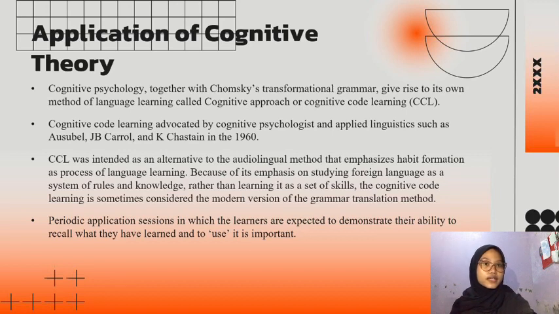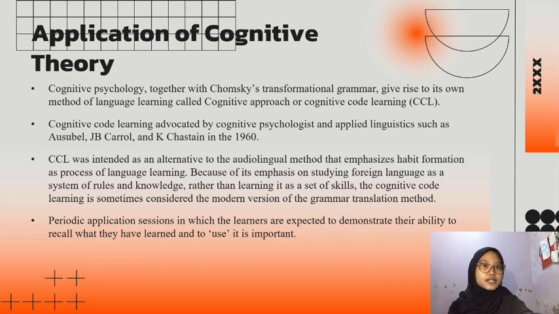Application of cognitive theory in language learning. Cognitive psychology, together with Chomsky's transformational grammar, gave rise to its own method of language learning called the cognitive approach or cognitive code learning, or CCL. Cognitive code learning was advocated by cognitive psychologists and applied linguists such as Ausubel, J. B. Carroll, and K. Chastain in the 1960s. CCL was intended as an alternative to the audiolingual method that emphasizes habit formation as the process of language learning.